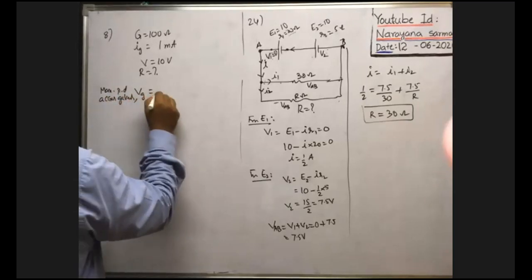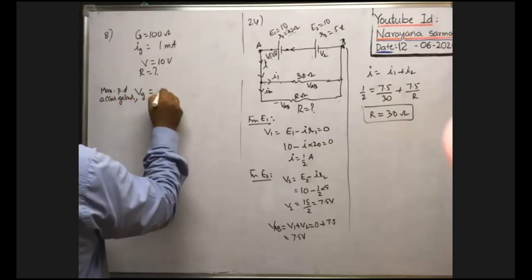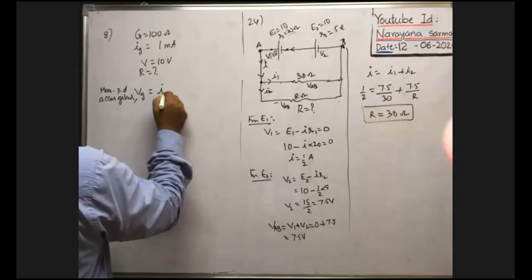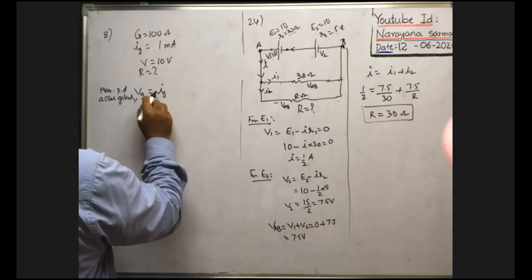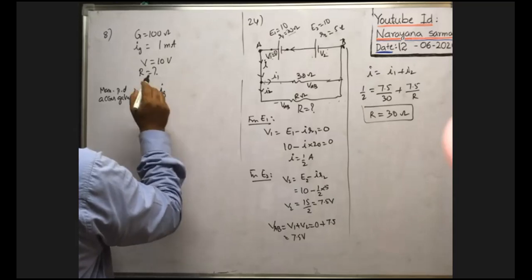Maximum potential difference across the galvanometer is equal to the maximum full scale deflection current through the galvanometer times the galvanometer resistance G. Iz means 1 milliampere, that is 10 to the power of minus 3 ampere, into G, which is 100 ohm. Therefore, this is equal to 0.1 volt. It is the maximum potential difference that can be measured with the help of the galvanometer.